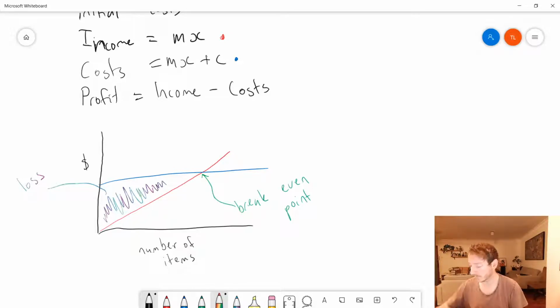And then let's go rainbow for profits. So in this section is our profit. So our costs, our blue line, are now lower than our income, so we get to keep all that extra money. This is what it's going to look like when you're doing a question. You're going to have plot the loss, plot the costs and plot the income, and you're going to see the difference.